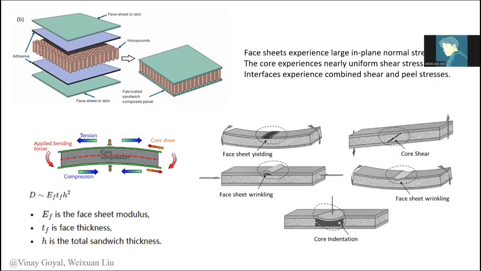This configuration is widely used in aerospace applications such as fuselage panels, control surfaces, and board structures. The key idea is not simply material substitution, it's structural efficiency through geometry.